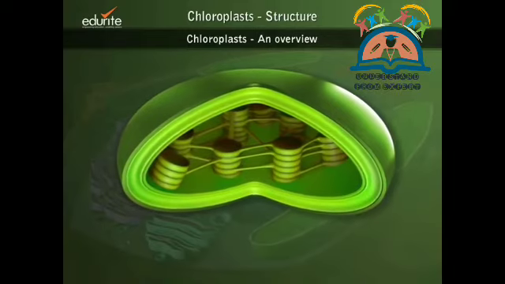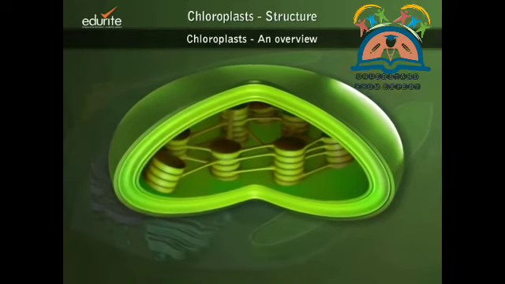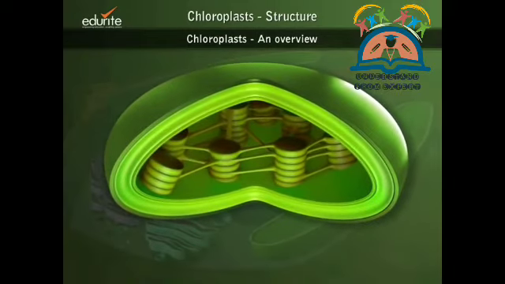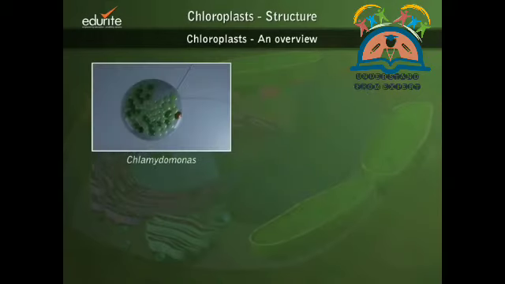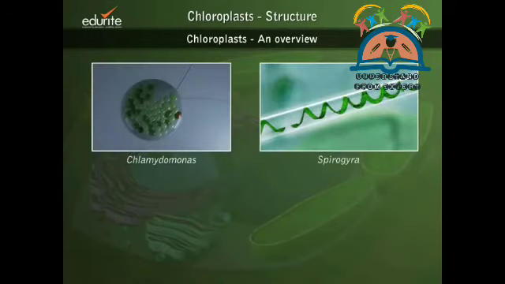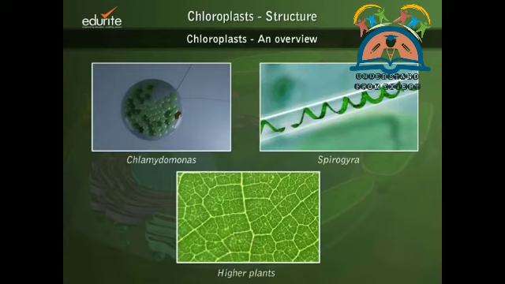The number of chloroplasts varies widely in different plants. For example, in green algae like Chlamydomonas and Spirogyra, the number of chloroplasts present in each cell remains constant. In higher plants, the number of chloroplasts varies from cell to cell. Each cell may have 30 to 200 chloroplasts.